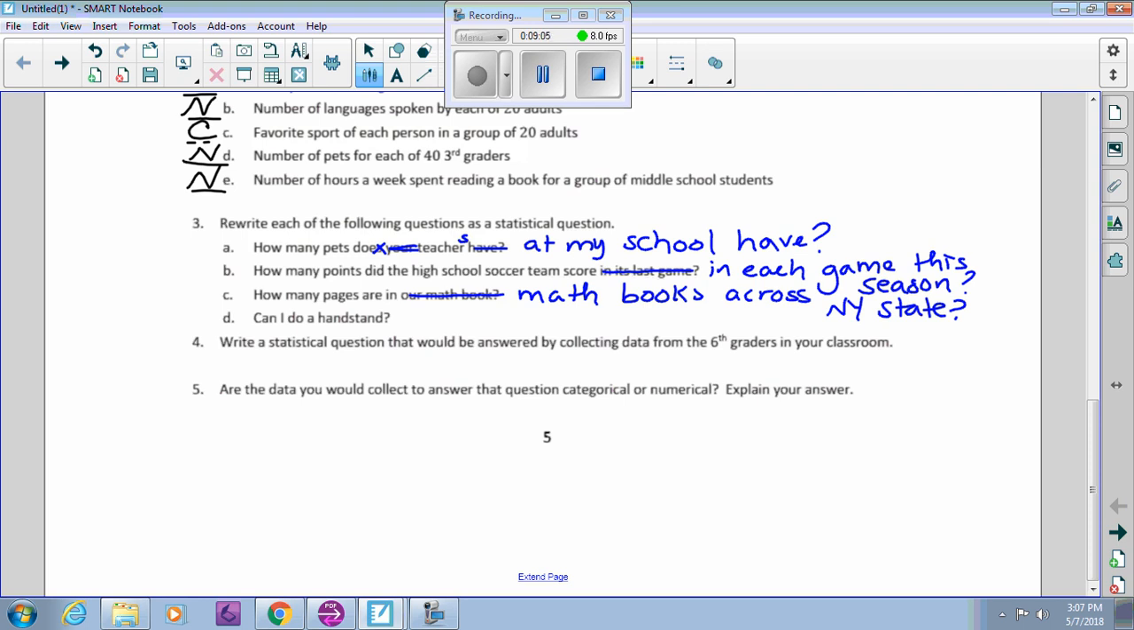And can I do a handstand? Well, it's not asking you to say yes or no here. Maybe you want to change this to the statistical question: how long can students in my class do handstands?